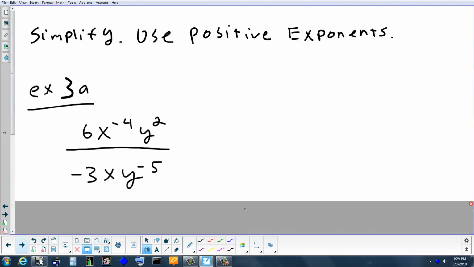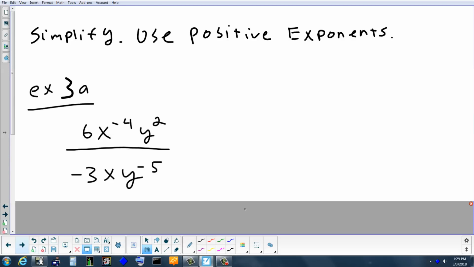Okay, so let's think about our rules. Okay, don't just start doing stuff. Look at your rules. What's the first rule? Power to a power. Power to a power usually means you have parentheses. So we don't have that. So what's the second rule?